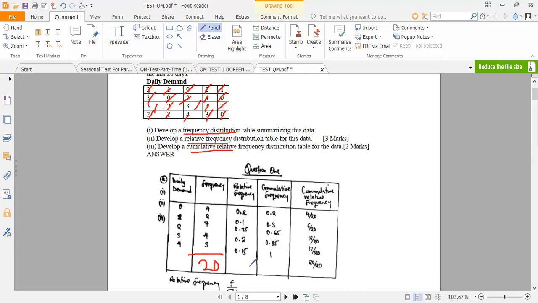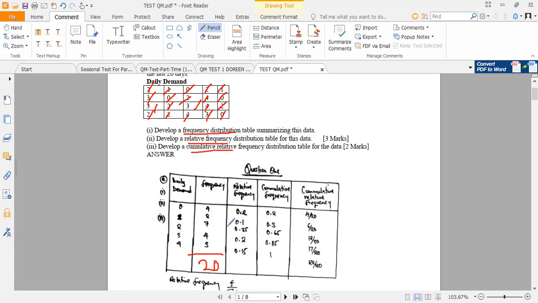To go to the cumulative relative frequency, we add on. The 0.2 comes here, and 0.2 plus 0.1 is 0.3. 0.3 plus 0.35 is 0.65. 0.65 plus 0.2 is 0.85, and 0.85 plus 0.15 is 1. The end result of the cumulative frequency must be 1. All right.